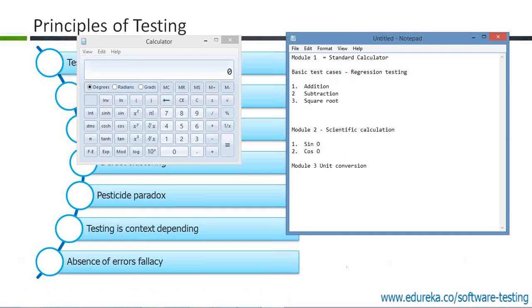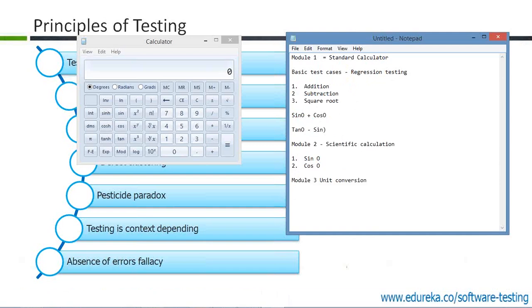Now since we have scientific calculation, in the pesticide paradox I would say sine theta, please take a look carefully, plus cos theta. I'm just giving an example. What is happening now is I'm updating my test cases, clubbing both the standard calculator and the scientific calculator, to test the scientific calculation and also include the functionality of the standard calculator. I'm using plus here. You understood? So now again, tan theta minus sine theta.